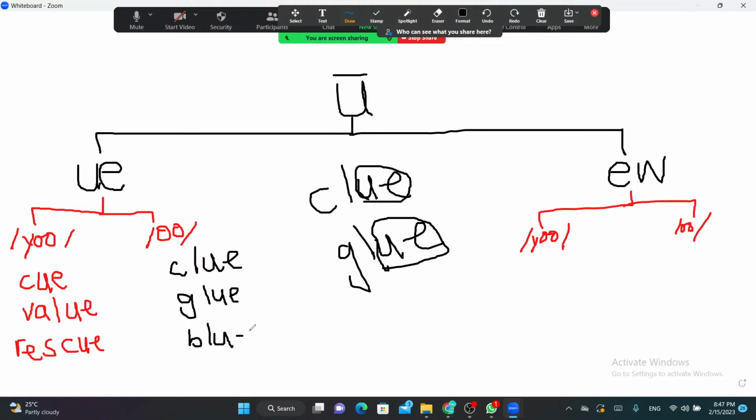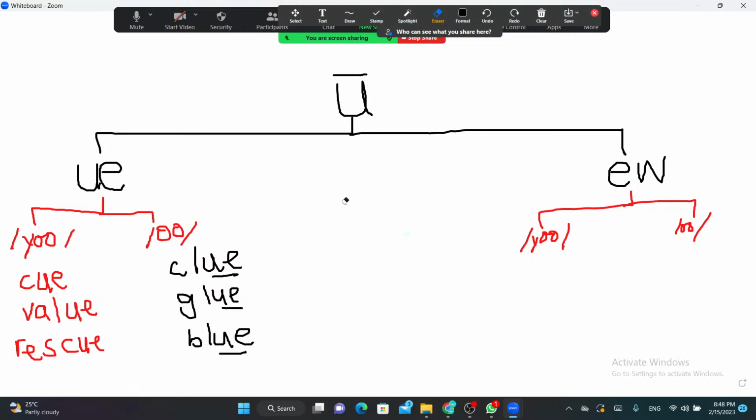Right? So look at this. UE is saying the oo sound. That's why we are singing: U has two sounds, U and oo, U and oo. Just keep repeating this so they can register this.